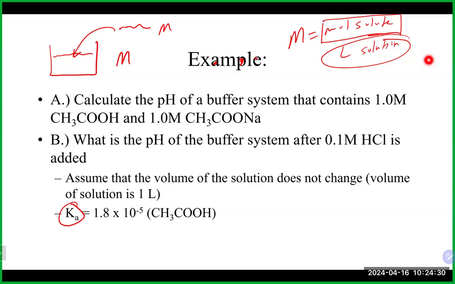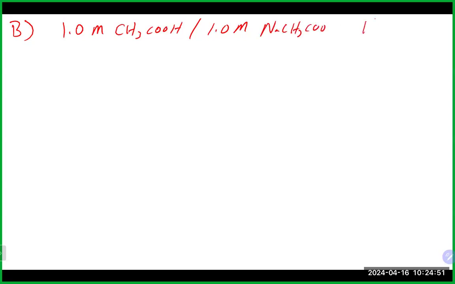So in this case, that's what we're going to do. We're going to add 0.1 molar HCl to our same buffer, which is 1 molar acetic acid and 1 molar sodium acetate. It has the same Ka value that we just used. And to this, we're going to add 0.1 molar HCl. Once again, we're going to assume that everybody is basically 1 liter.